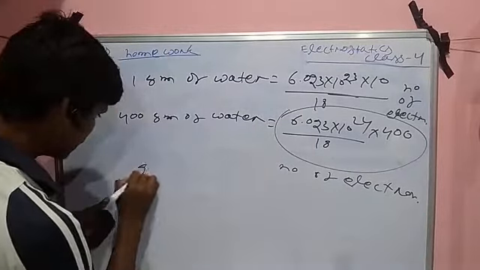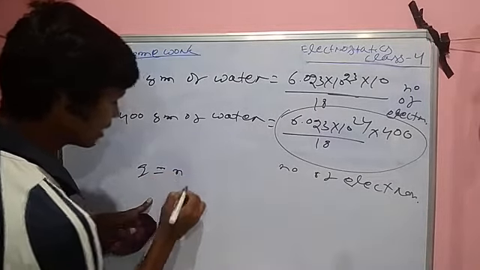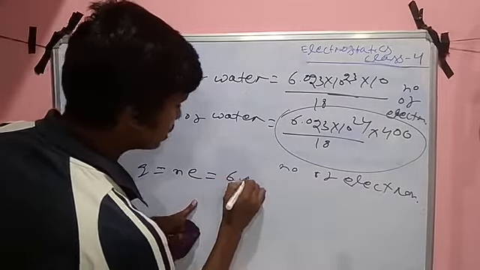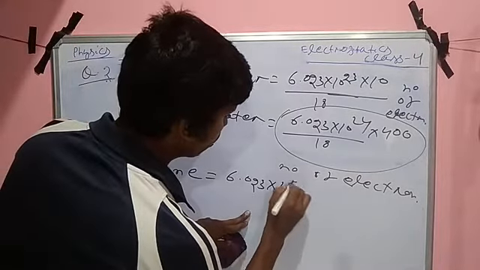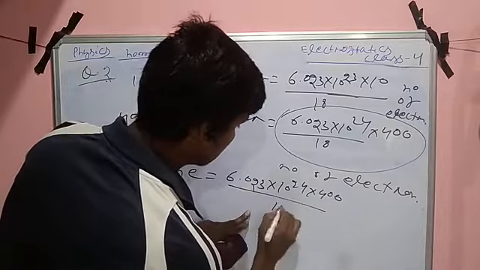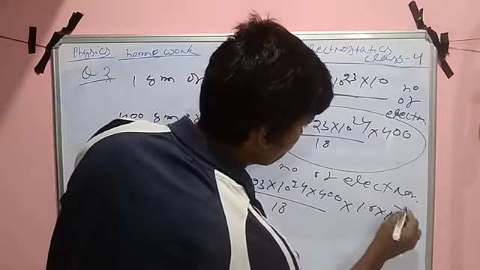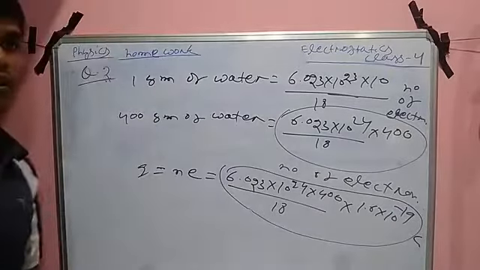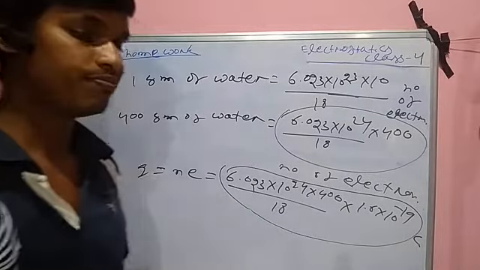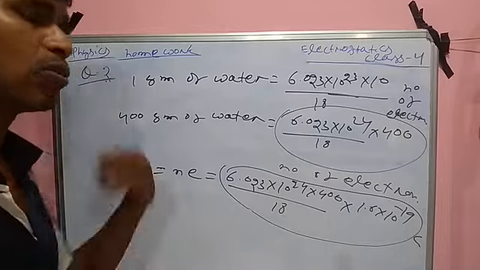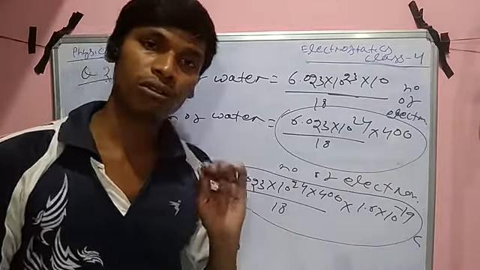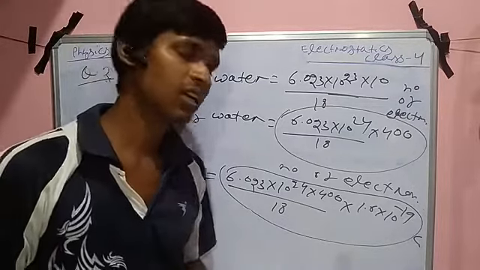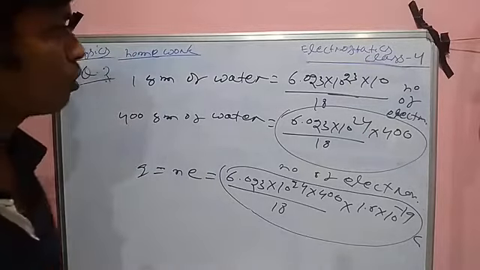So total charge, we know total charge Q is equal to N e, is equal to 6.023 into 10 to the power 24 into 400 by 18 into 1.6 into 10 to the power minus 19. That is the answer of question number 2. And extra questions you can solve from your author book, SLRA or VK or KP or Dinesh, etc. Yes or no?